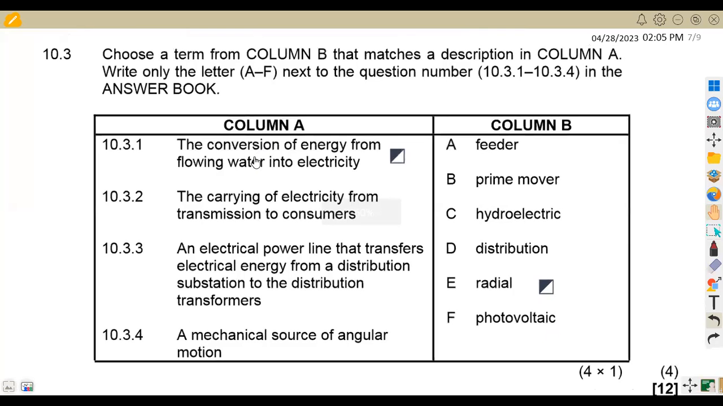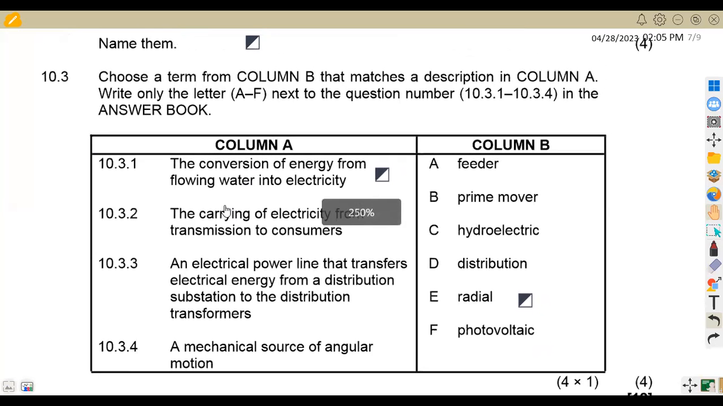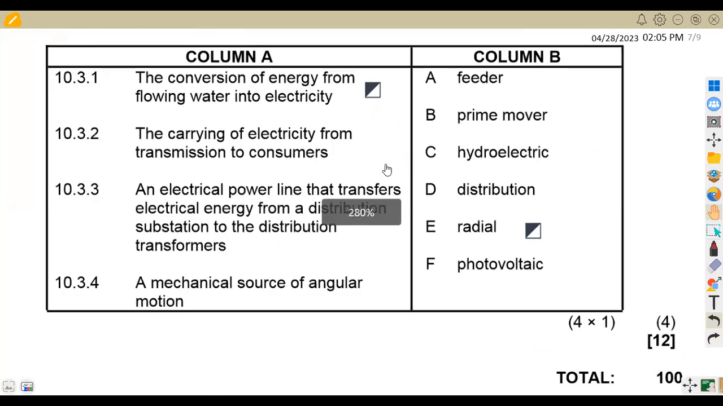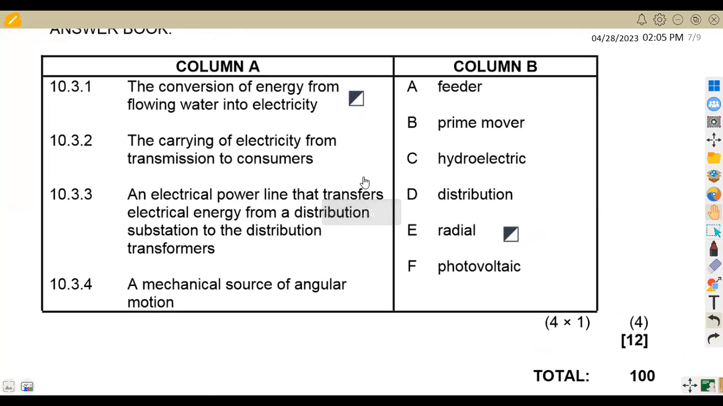All right, on 10.3, we are asked to choose a term from column B. So your answers are supposed to be taken from column B. This is your column B. From this column, we just write the answer from A to F, which matches what is in column A. Column A has a certain description, then you take your answer from column B. On column A, the first part, 10.3.1, is the conversion of energy from flowing water into electricity. What is it when we change water to electricity?